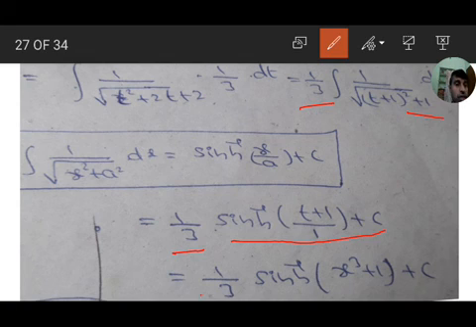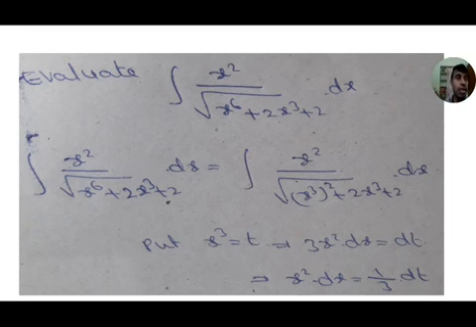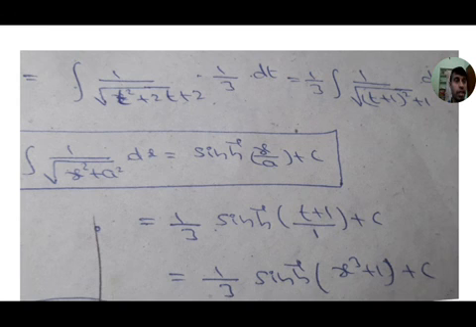Substitute the t value, that is 1 by 3, into sinh inverse of t, which means x cube plus 1 plus c, the answer. Okay. Next problem. Only substitution here directly, it is not in the standard form. x to the power of 6 can be written as (x cube) whole square, and substituting x cube equal to t, we get it in the standard form 1 by square root of x square plus a square, of the form sinh inverse x by a plus c.